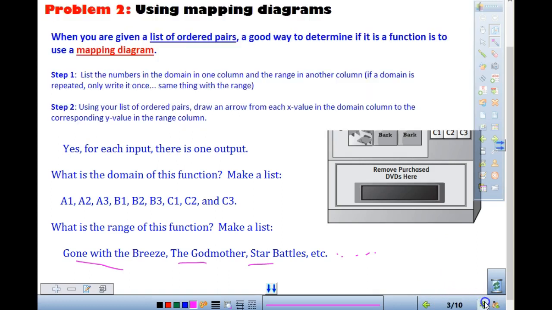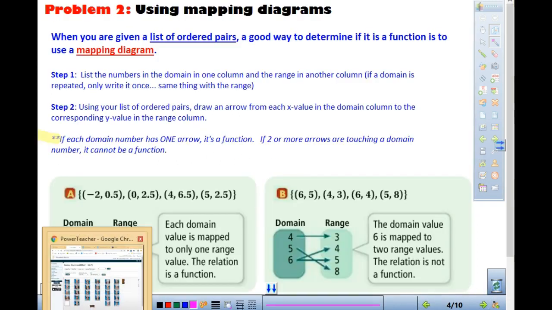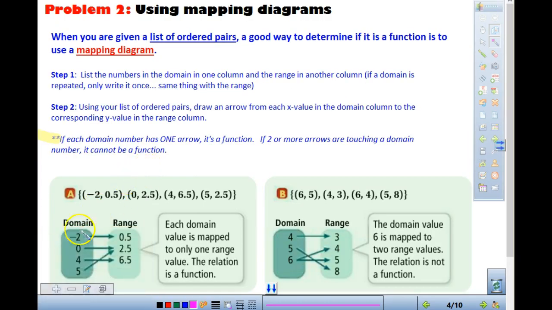So, on the top of the next page, it says, when using mapping diagrams, when you are given a list of ordered pairs, so like in example A and example B, a good way to determine if it's a function is to use a mapping diagram.